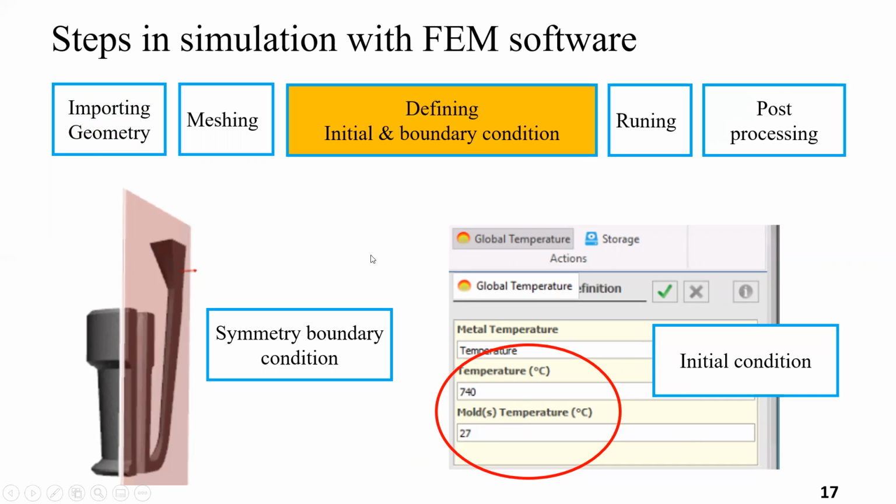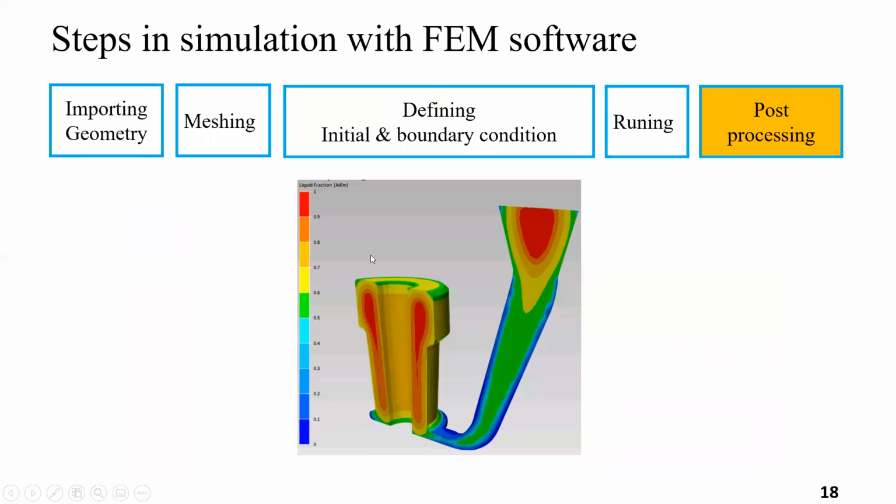degrees C. After that, we run our simulation, and running will take like 1 hour or a week based on the complexity of your model, based on the number of elements or meshing. But once the simulation is completed, then you can do analysis on that. And this step of analysis is post-processing.